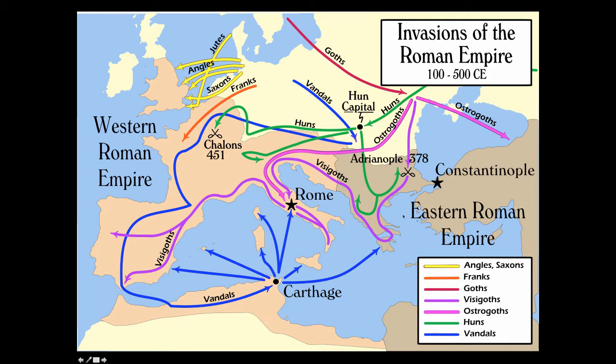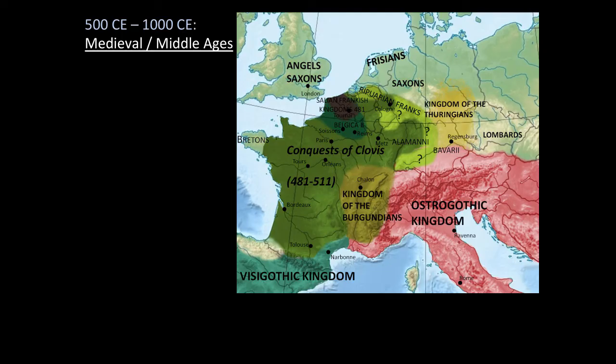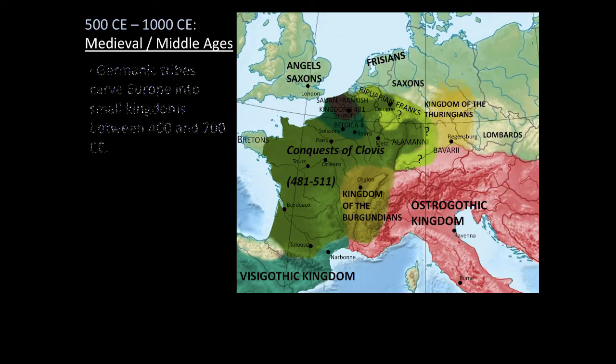The eastern half is going to continue on, and we're going to talk more about that later in the unit. But today we're really going to be focusing on what happens to Western Europe after the fall of the Western Roman Empire. During this time period, which is roughly 500 to 1000 BC, it's going to be known as the Middle Ages. So from the fall of the Roman Empire on for another 500 to 1000 years.